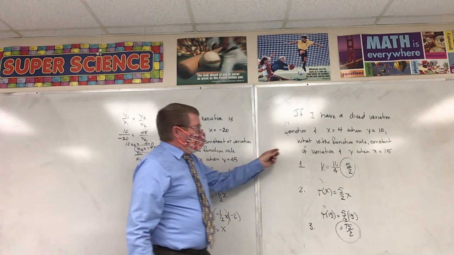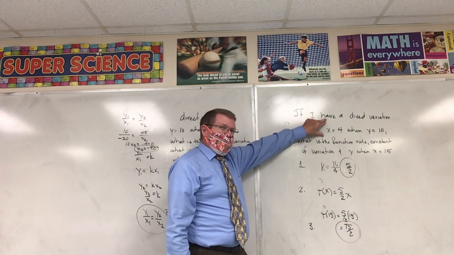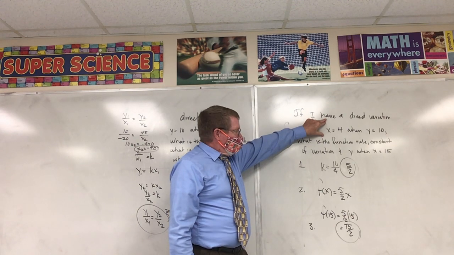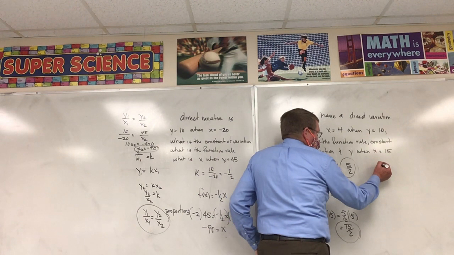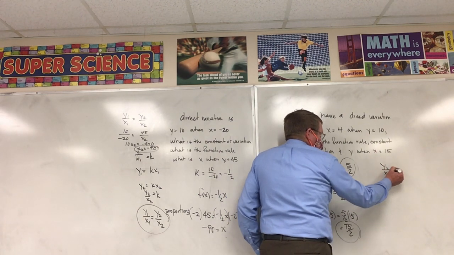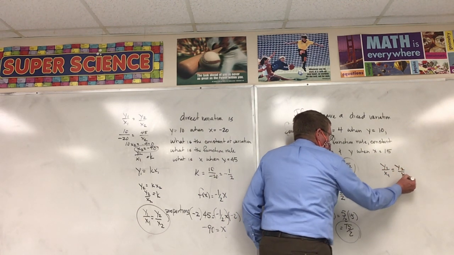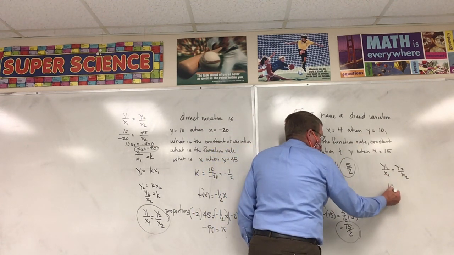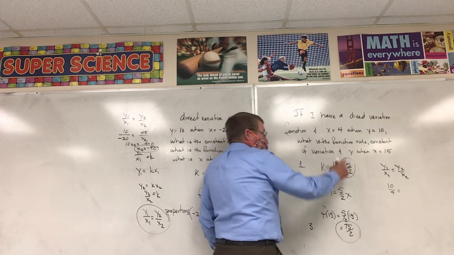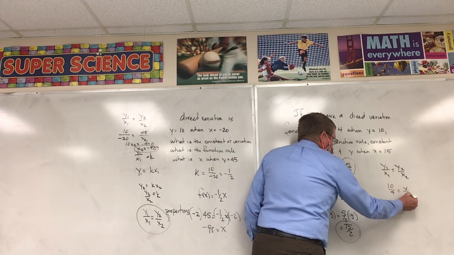Do the same thing here. Here's my x1 and y1. This is my x2 and y2. Again, set up my formula: y1 over x1 equals y2 over x2. And substitute. That's 10 over 4 equals y over 15.